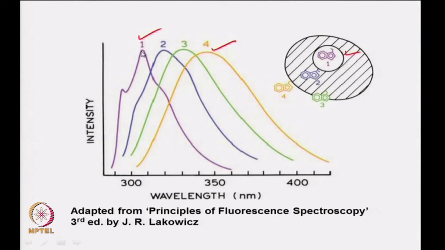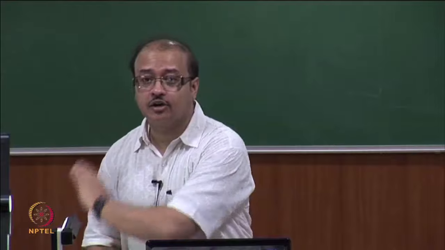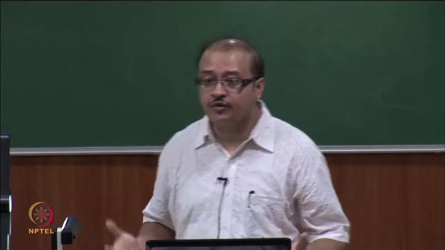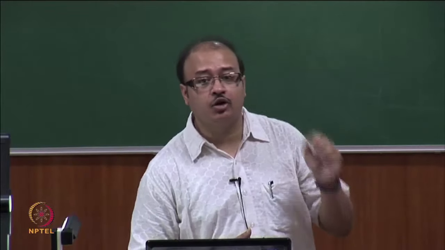Look at position 1. Position 1 was the case where it was solely in the interior of the protein. So, you can see how blue shifted it is with respect to the others. Then 2 is a little less on the interior side. For 3, it is facing towards the interior and a part of it is exposed. And number 4 is fully exposed, and you can see how the wavelength has shifted from 1 to 4 towards the redder or higher wavelength side. This is typically what is observed. So, if you take a protein and look at the tryptophan emission maximum, you would have an idea of to what extent this tryptophan is buried or exposed.